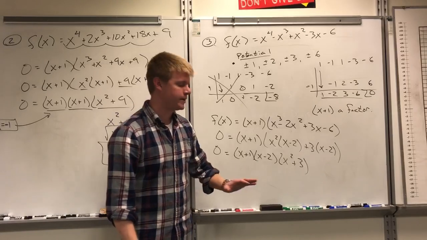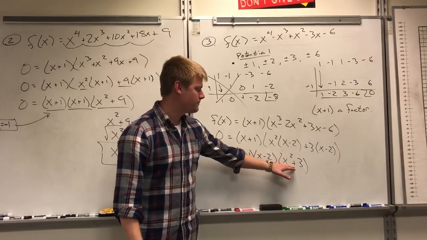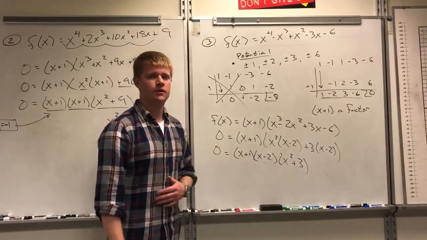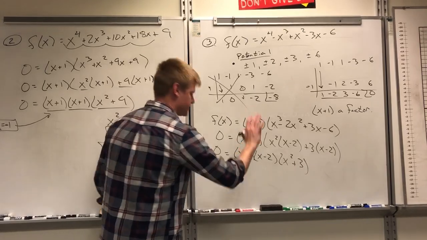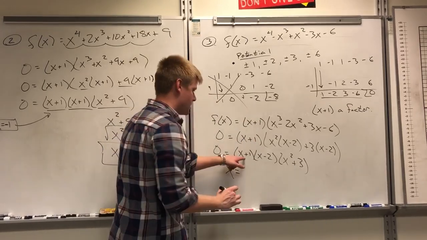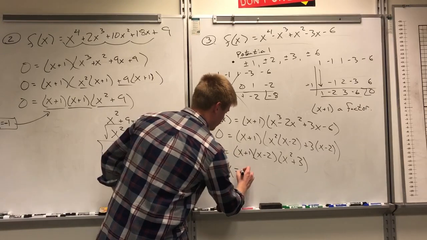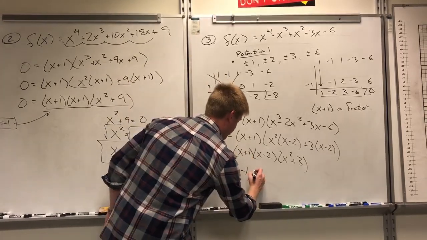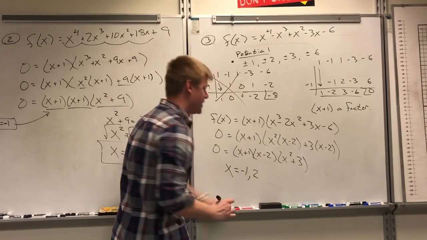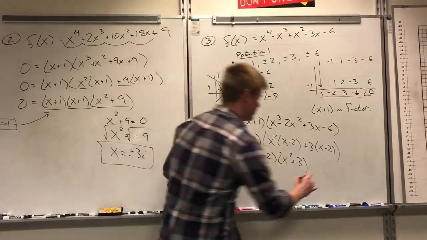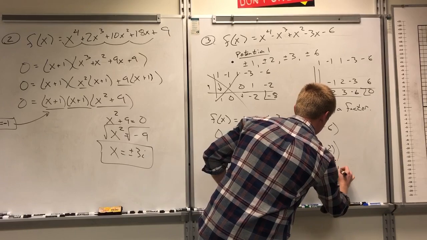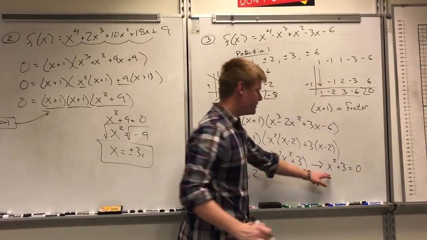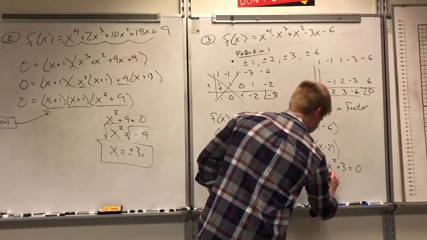And again, always think, when I get an x squared plus a number, that's always going to be 2 imaginary solutions. So my first 2 are negative 1, which we found earlier, and positive 2, because that's the value that makes that factor equal 0. And then over here, hopefully you can get used to seeing these also. Always set equal to 0 though and solve if you're unsure.